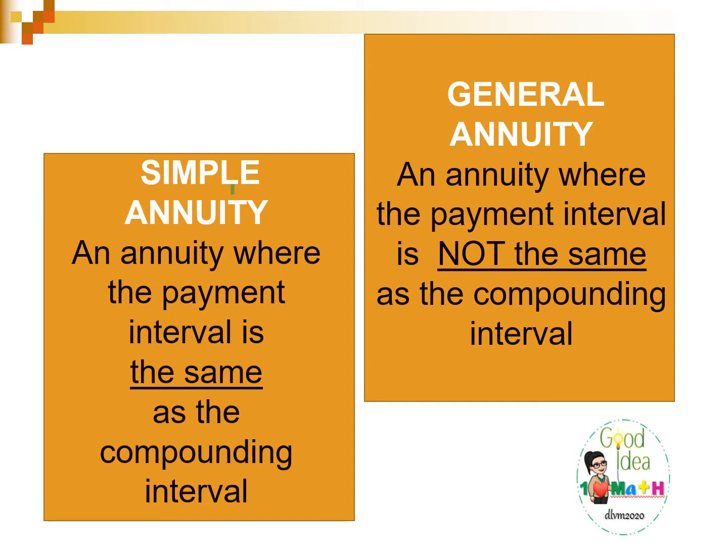In terms of definition, simple annuity is an annuity where the payment interval is the same as the compounding interval. For example, if the payment interval is monthly, then the compounding interval is also monthly. While general annuity is an annuity where the payment interval is not the same as the compounding interval. So for example, if the payment interval is monthly, then it is possible that the compounding interval may be quarterly or annually.